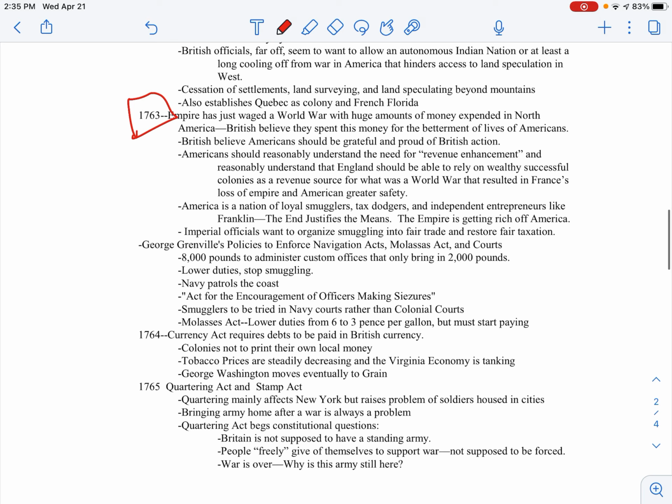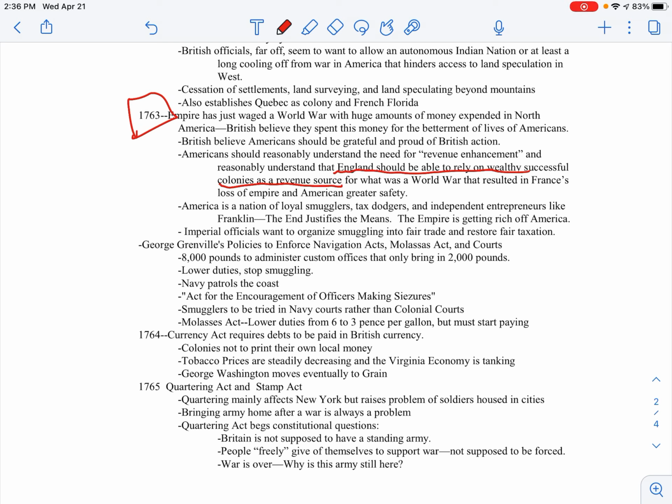We get to the end, 1763 here. Basically, England wants America to participate in paying for the war. They believe that England should be able to rely on the wealthy, successful colonies as a revenue source because they've benefited under the protection of the British Empire. Well, what's happened now is the French are gone, and so the Americans don't need it. They don't feel the need for protection. And so now this rubs them the wrong way.